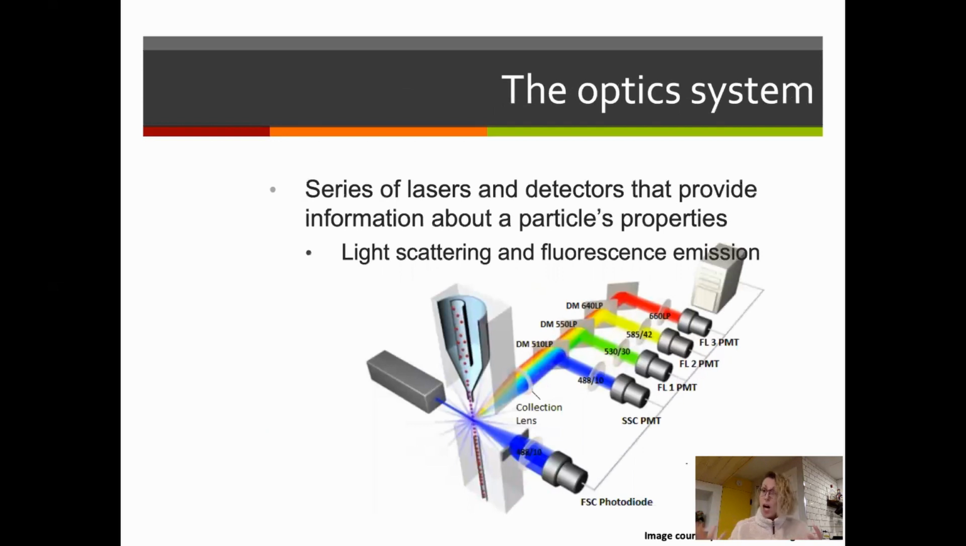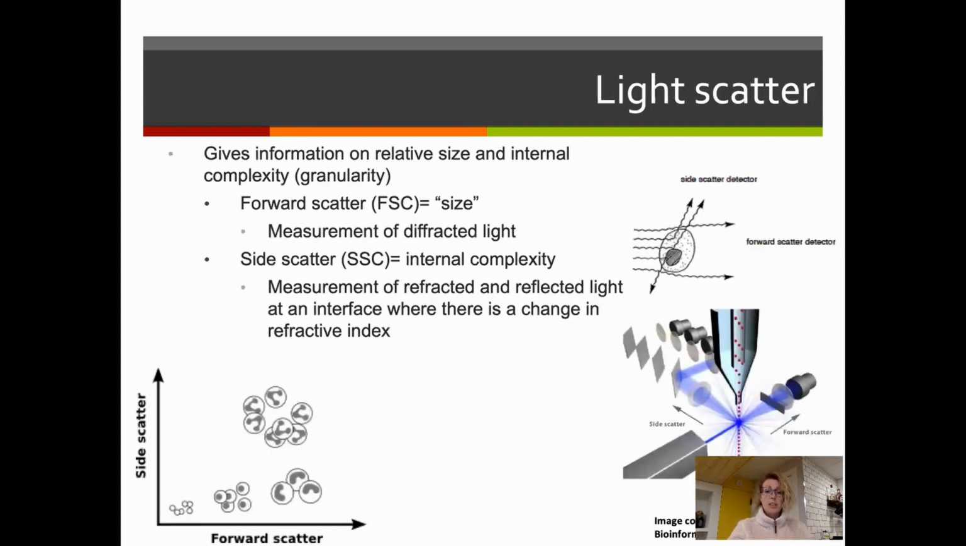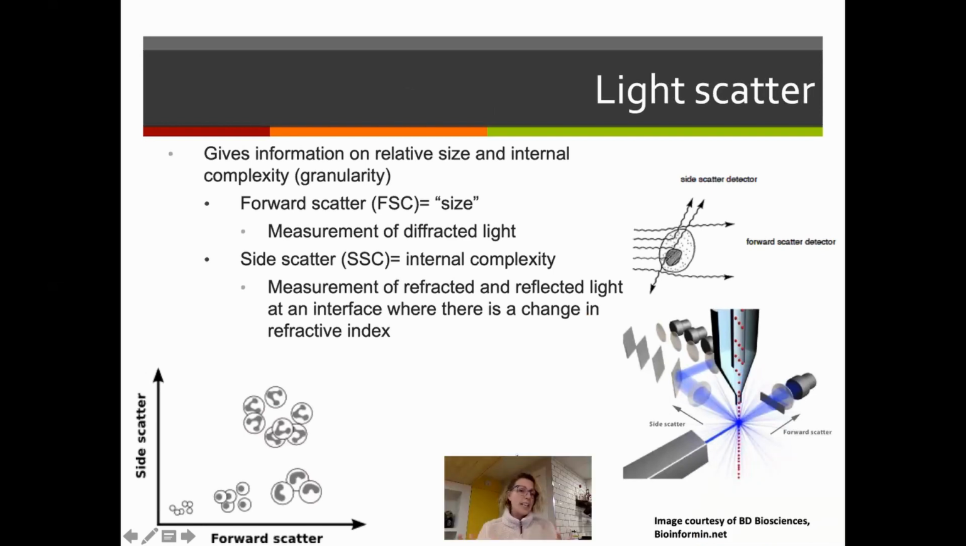So the optic system is a series of lasers and detectors that provide the information about a particle's properties. In this case, we're talking about light scattering and fluorescence emission. So light scatter, you've probably heard of this before. This is where you get the information on the relative size and the relative internal complexity. It's probably what you've heard it called before.